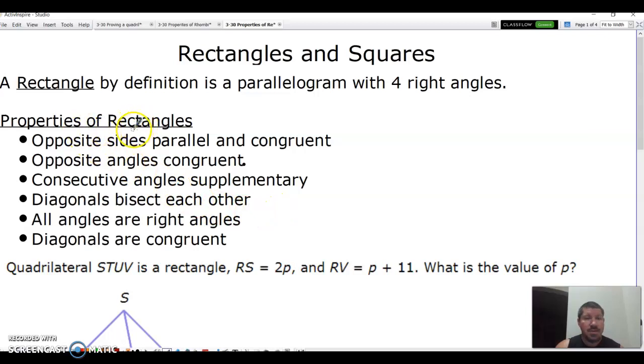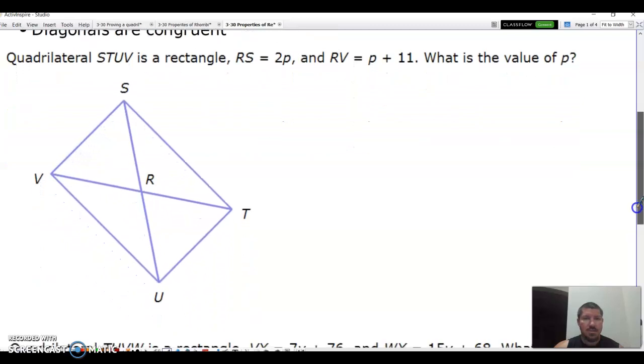So properties of a rectangle, again, all the properties of a parallelogram, which are the first 4. The additional ones are all angles are right angles, and very important, diagonals are congruent. Alright, so we're going to look right here. Quadrilateral STUV is a rectangle. RS, which is this right here, is 2P. And RV, which is this one right here, is P plus 11.